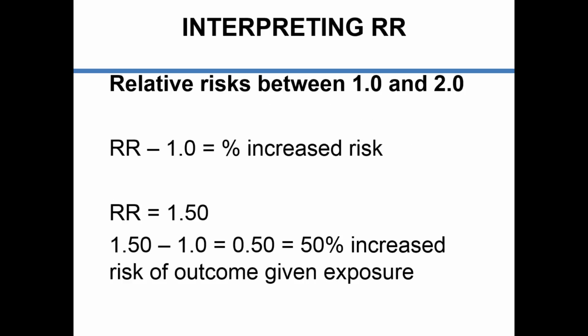Okay, interpreting the relative risk. Between 1.0 and 2.0, you simply subtract the risk ratio from 1.0, and it tells you the increased risk. Remember I said 1.7 means 70% increased risk? 1.2 equals 20% increased risk? That's how you would do it when the relative risk is between 1 and 2. Next slide, please.